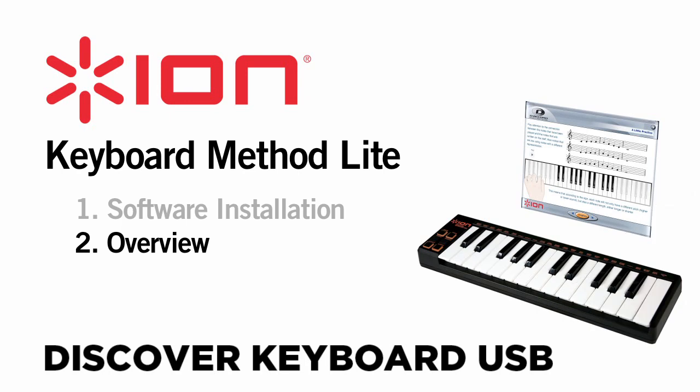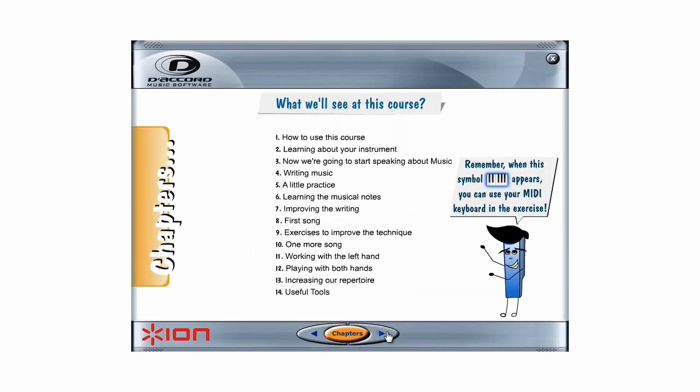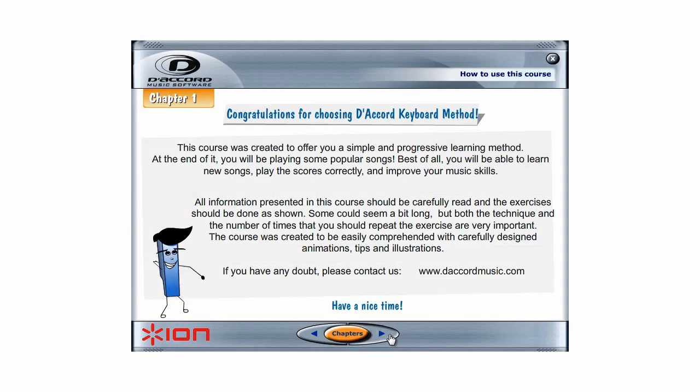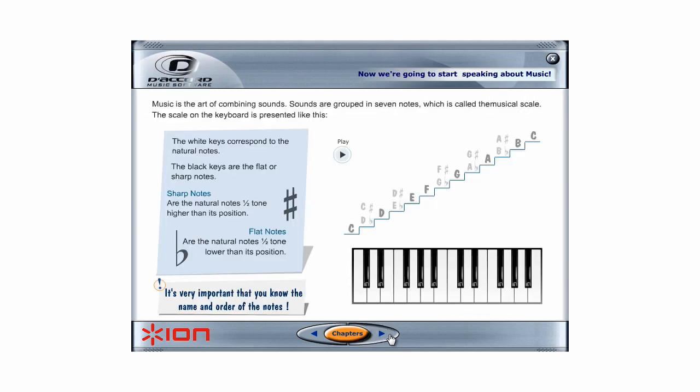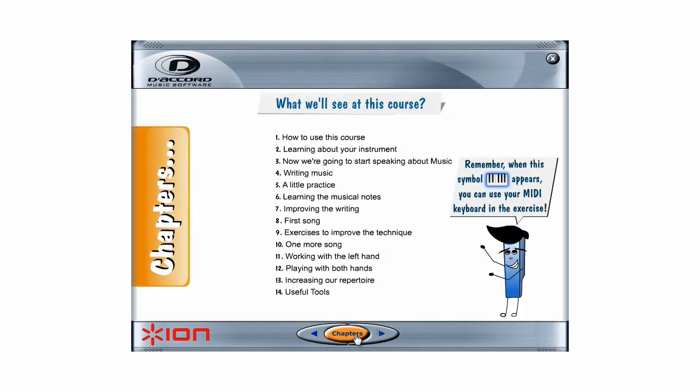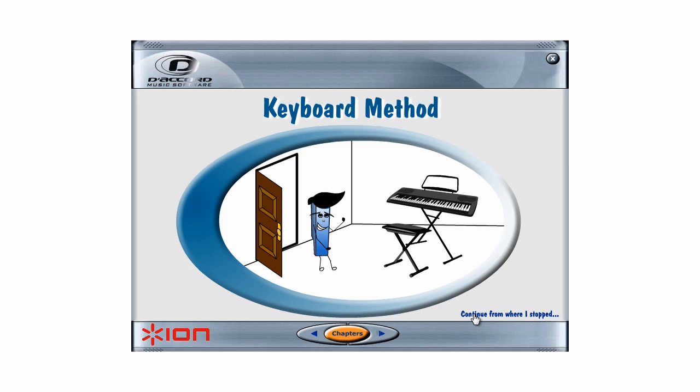The Keyboard Method application provides 14 chapters of traditional keyboard lessons and music theory in a fun, interactive format. The on-screen teacher listens and responds to what you play as you go through each chapter, providing a fun and effective introduction to playing the keyboard. Use the right and left arrows to navigate through each section and chapter. On-screen instructions accompany the lessons. Click the Chapters button at any time to return to the main menu. The software remembers your progress each time you use it, making it easy to pick up exactly where you left off.